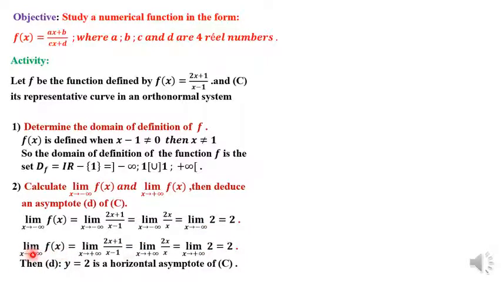The limit of f(x) when x tends to plus infinity equals the limit of (2x + 1)/(x - 1) as x tends to plus infinity. We take the term with highest degree in the numerator and the term with highest degree in the denominator. We obtain 2x over x. We will simplify by x. We get 2. The limit as x tends to plus infinity equals 2.